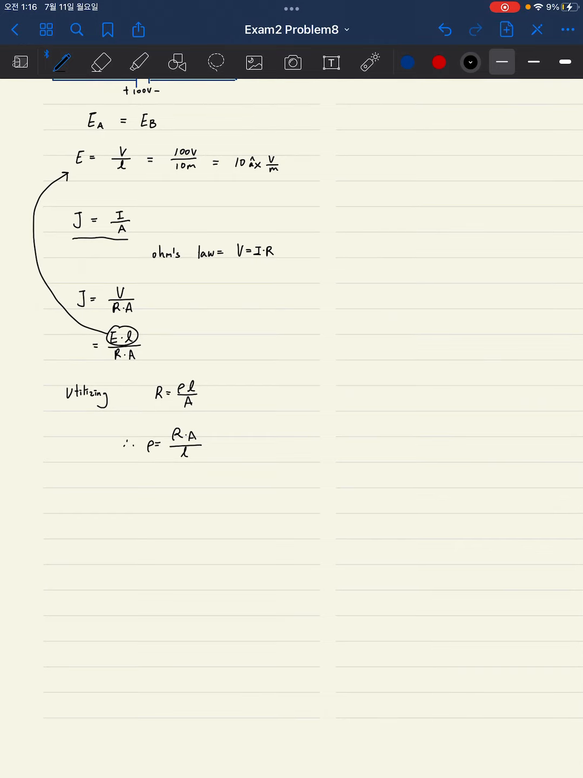Then we can conclude that J, the current density, is equal to the electric field divided by rho. And this is 1 over rho in this equation, and 1 over rho is equal to the conductivity. Therefore, we can say it is equal to sigma times E. Now we can easily solve the problem utilizing these equations.